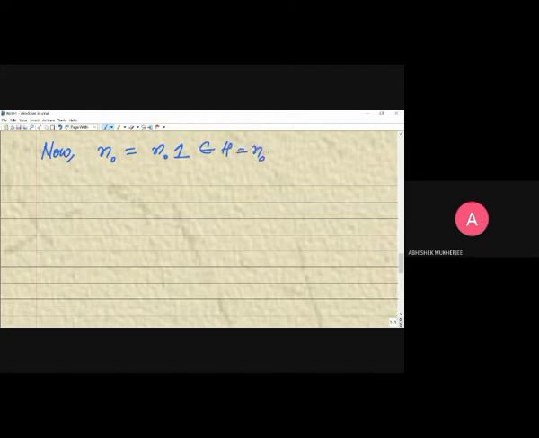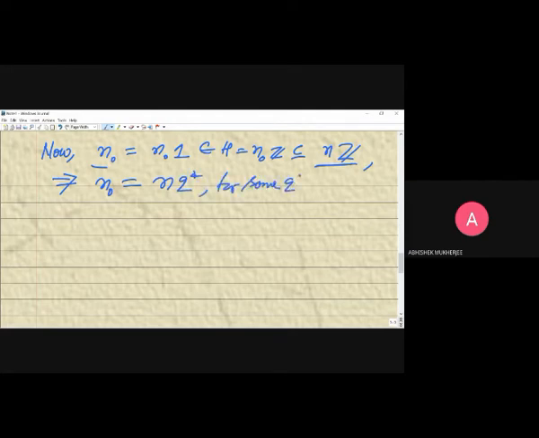Since H is the subgroup n not Z, n not is in H, right? But H is a subset of nZ, being a subgroup of nZ. That means this n not is actually in nZ, and this implies that n not must be of the form n q star, for some q star belonging to Z.